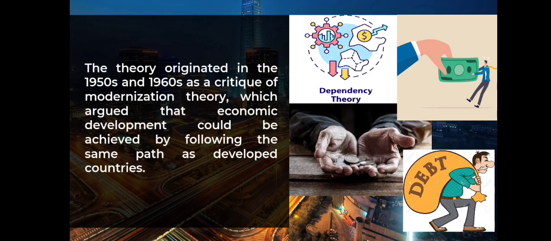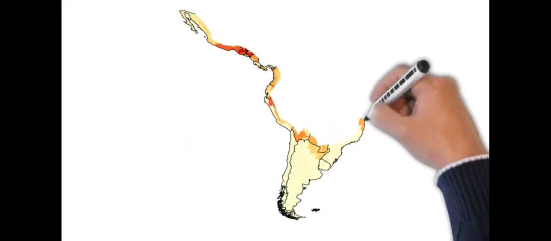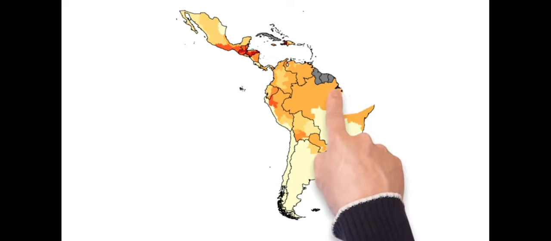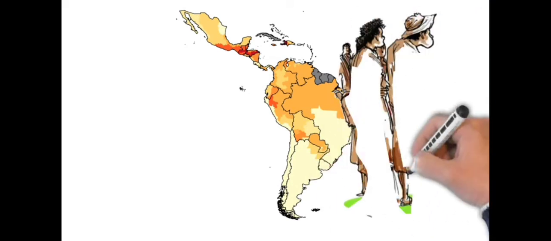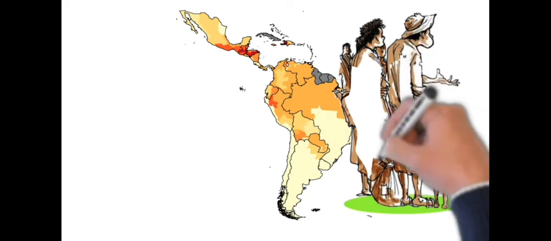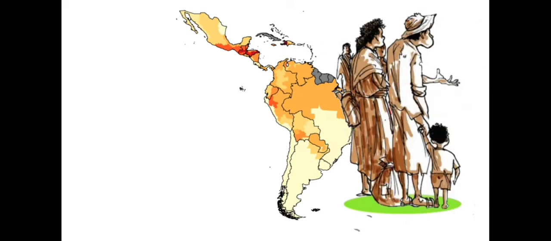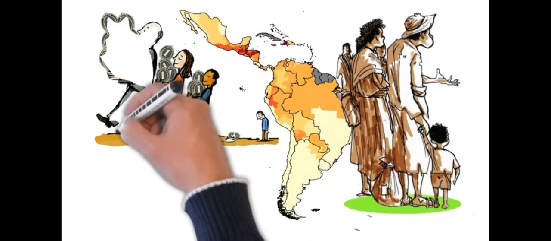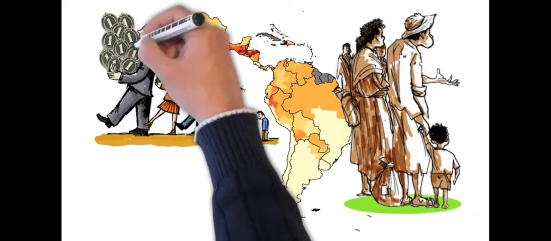This theory originated in the 1950s and 1960s as a critique of modernization theory, which argued that economic development could be achieved by following the same path as developed countries. Dependency theory emerged in response to the economic and social conditions of Latin America, which had been characterized by underdevelopment, poverty, and social inequality. The theory argues that Latin American countries were unable to develop their economies because they were too dependent on the developed countries of Europe and North America for technology, capital, and markets.